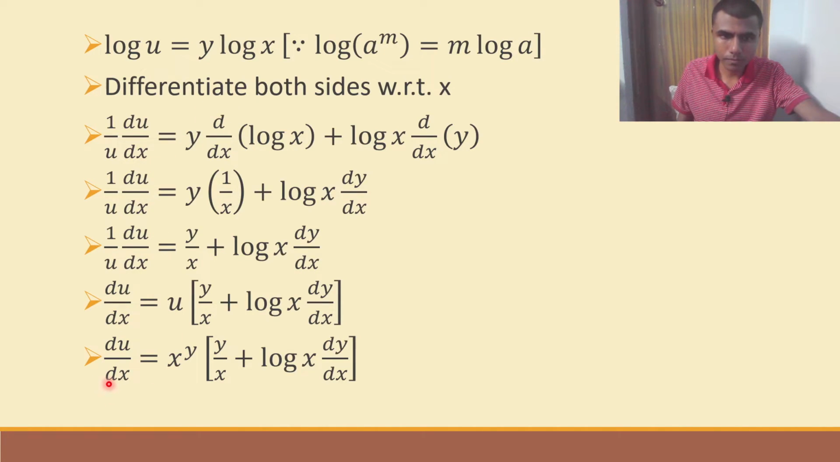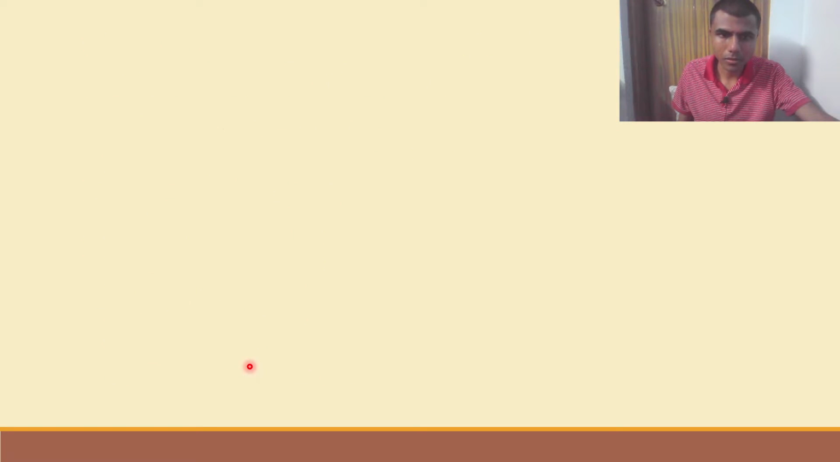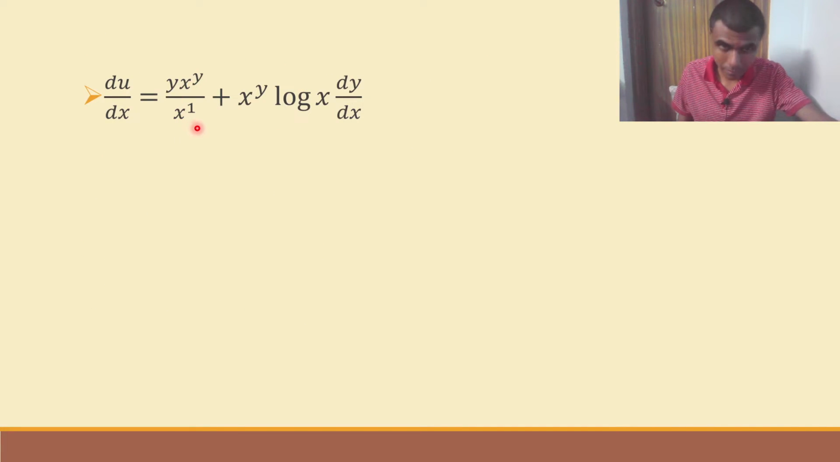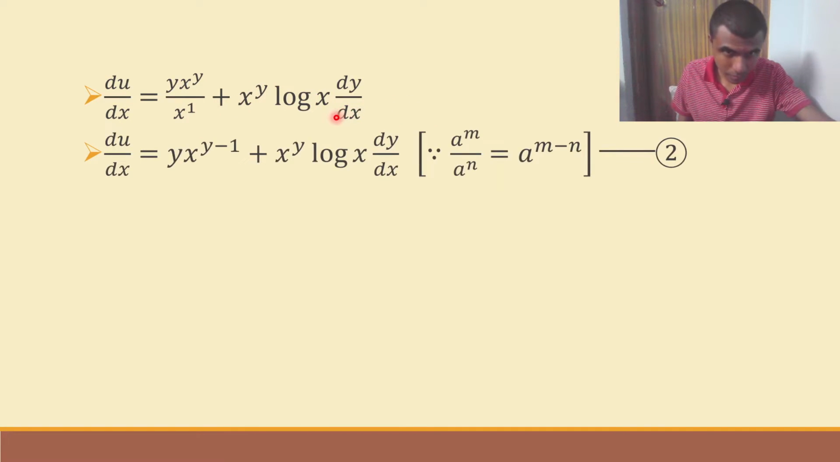Fine. Now don't just stop here. We need to simplify this a little further. Now multiply this x power y to the two terms, x power y into this and x power y into this. So I'd get y x power y by x, I wrote it as x power 1, and x power y log x dy by dx. Fine. Now here, if you see, it is x power y by x power 1. This is of the form a power m by a power n.